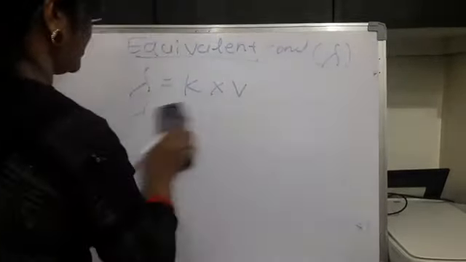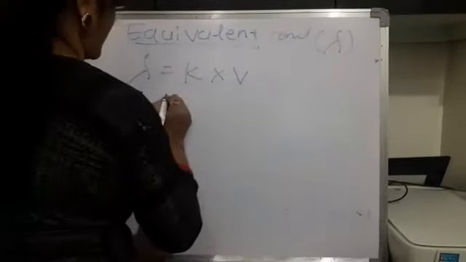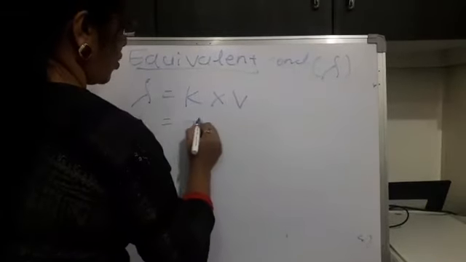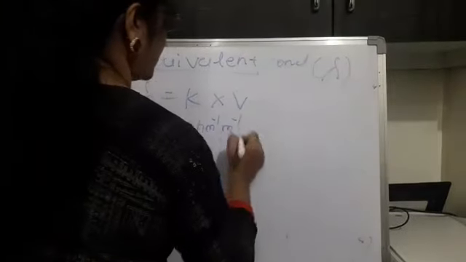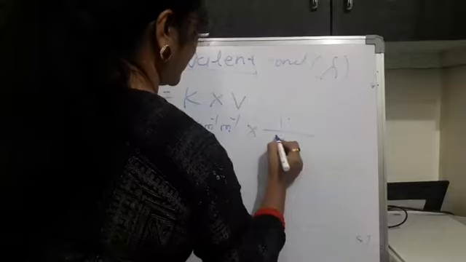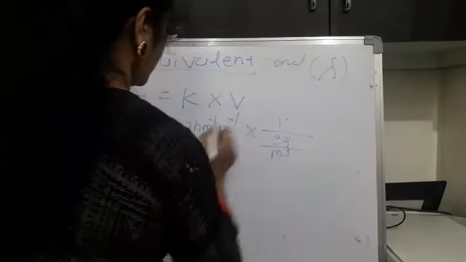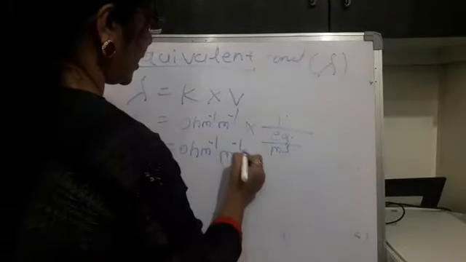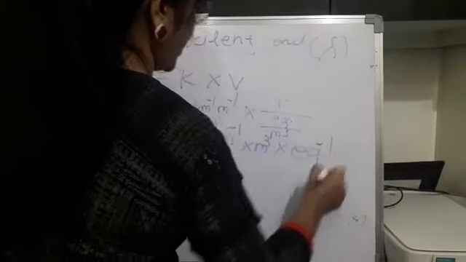Then it can again be measured in SI units. What is the SI unit of the equivalent conductance, lambda? Again ohm inverse meter inverse, and volume is 1 upon normality, equivalent inverse upon meter cube. So ohm inverse meter inverse into meter square into equivalent inverse.